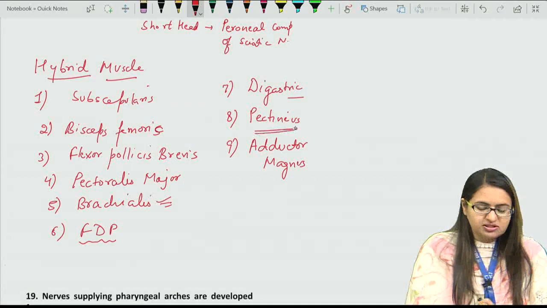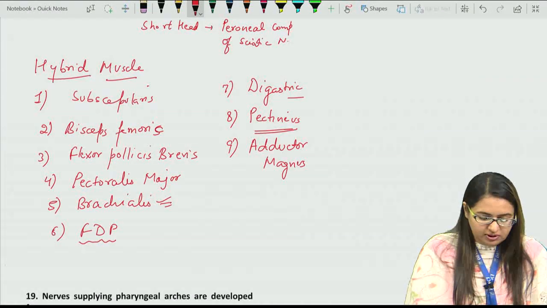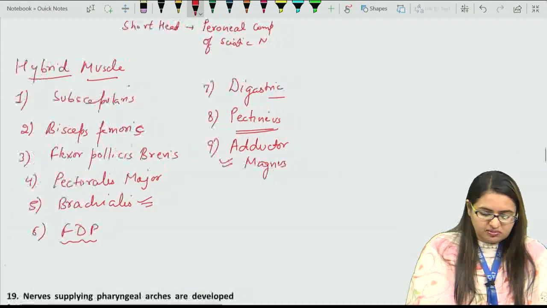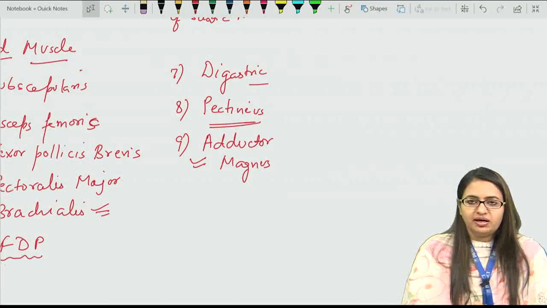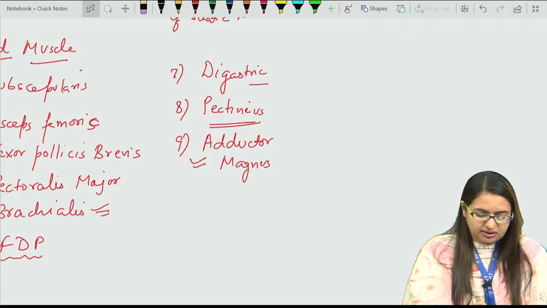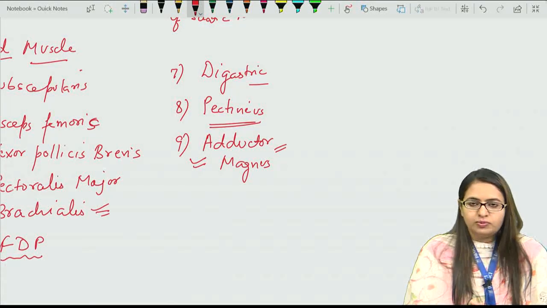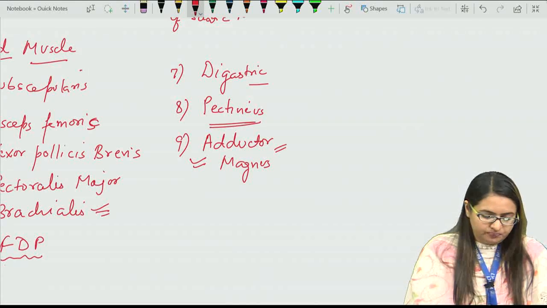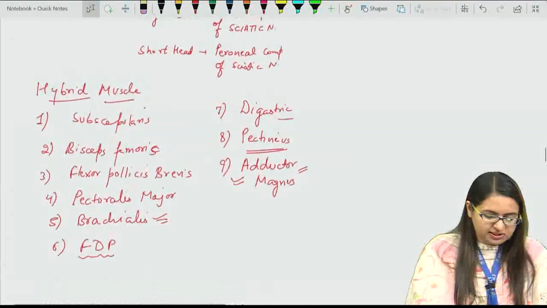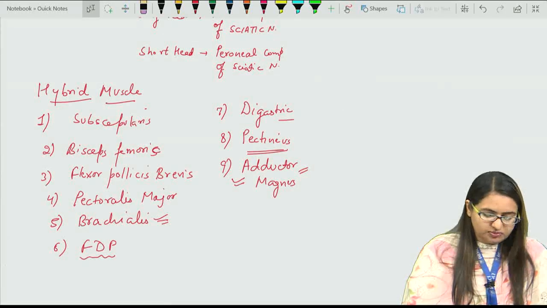When we talk about the pectineus muscle, it is supplied by both the femoral nerve and the obturator nerve. The adductor magnus is mainly supplied by the obturator nerve, and its ischial head, which arises from the ischial tuberosity, is derived from the sciatic nerve. So the adductor magnus gets supplied by the obturator as well as the sciatic nerve. All these muscles are considered hybrid muscles or composite muscles.